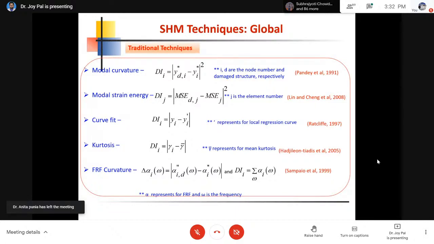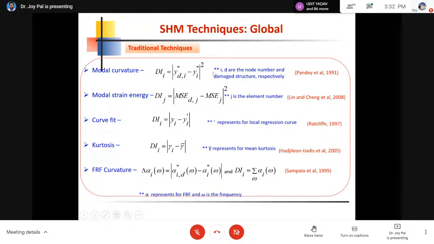Starting with the traditional techniques, a lot of techniques are there. I am showing a few popular ones here, just to show how the damage indexes are calculated. If the damage index value is high, that means that location is damaged. If the damage index value is low, it is not the damaged location.